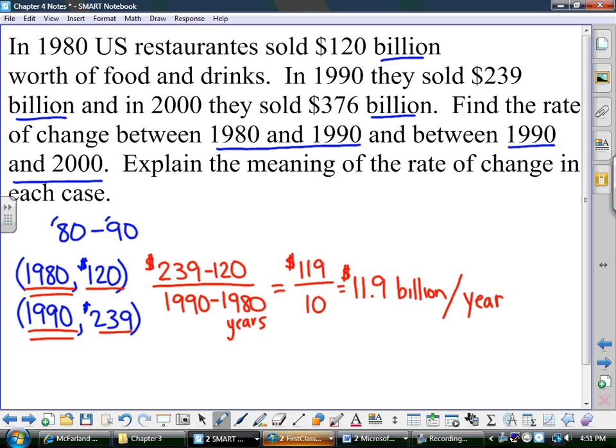Pause the video and try to repeat this process on your own and find the rate of change between 1990 and 2000.